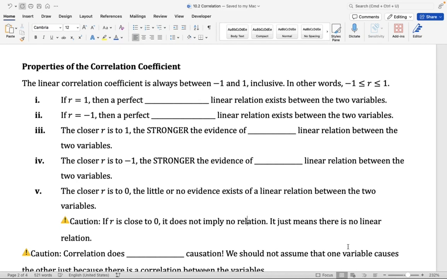Now let's talk about the properties of a correlation coefficient. Again, a correlation coefficient is always going to be a value between -1 and 1, including -1 and 1. In other words, R is greater than or equal to -1 and less than or equal to 1. Now, what if you have R equal to 1? What if the correlation coefficient is equal to 1? In this case, you would have a perfect positive linear relationship.